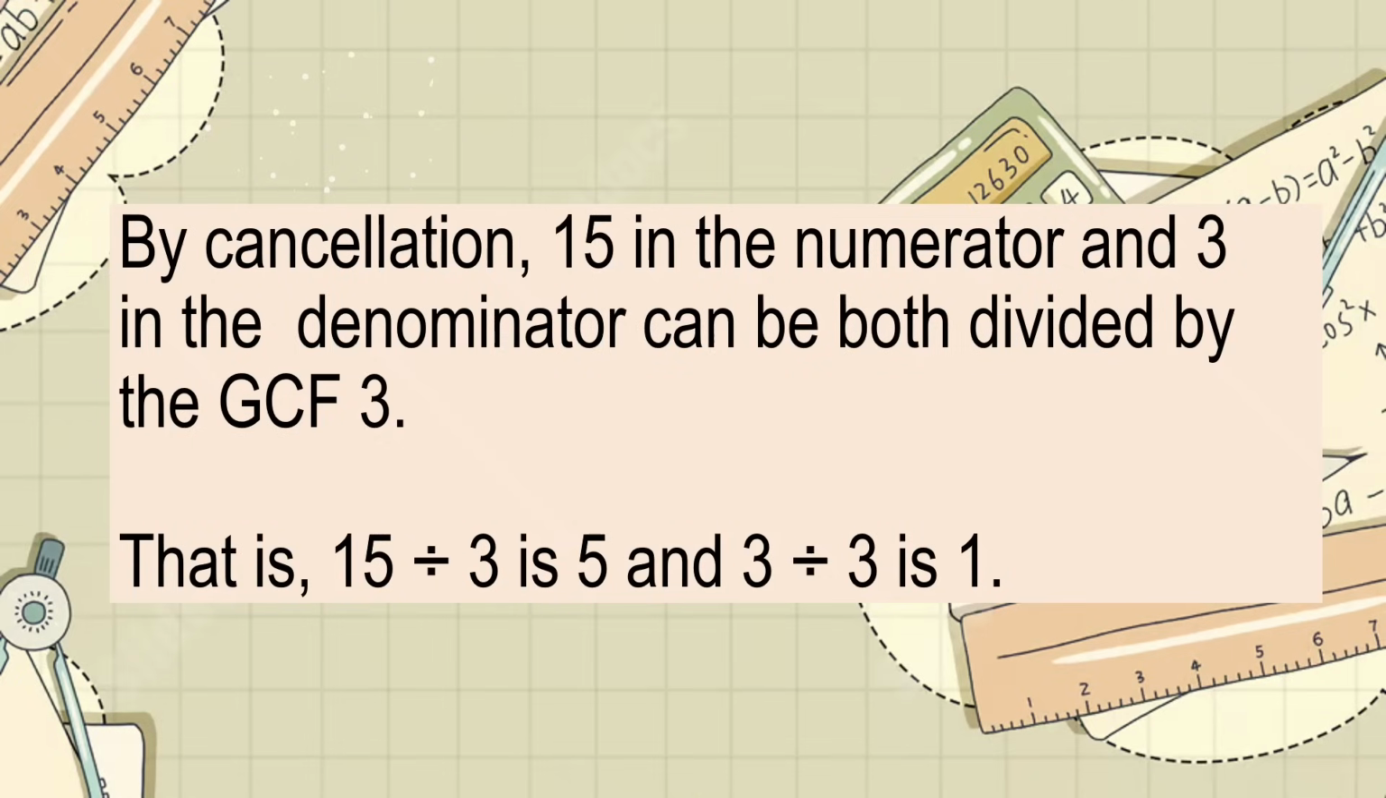So by cancellation, 15 in the numerator and 3 in the denominator can both be divided by the GCF 3. That is, 15 divided by 3 is 5 and 3 divided by 3 is 1.